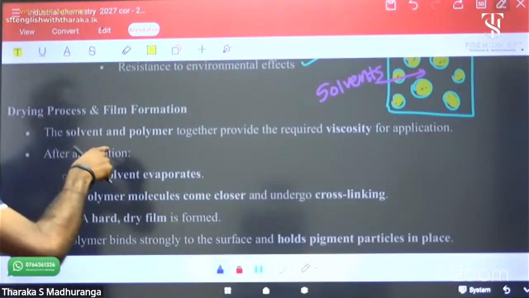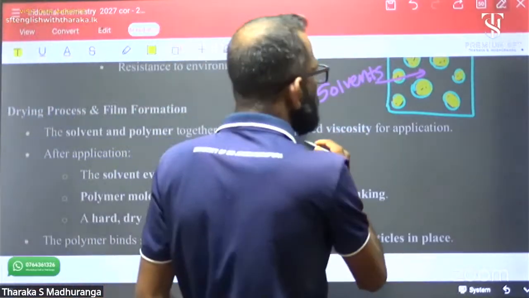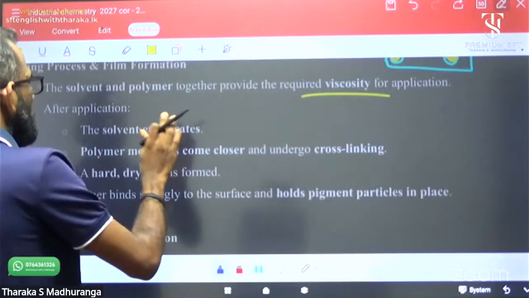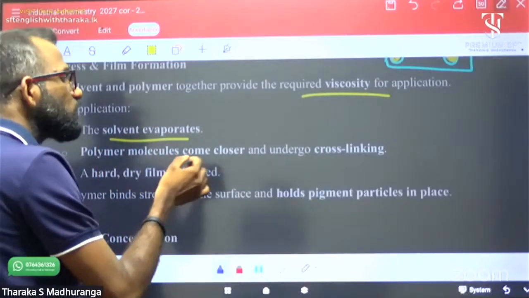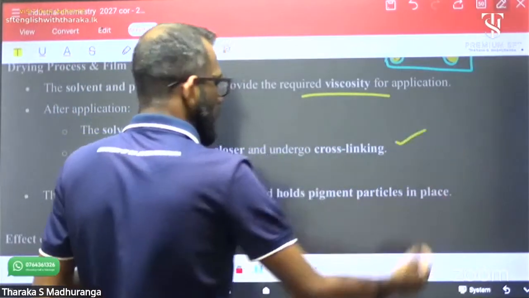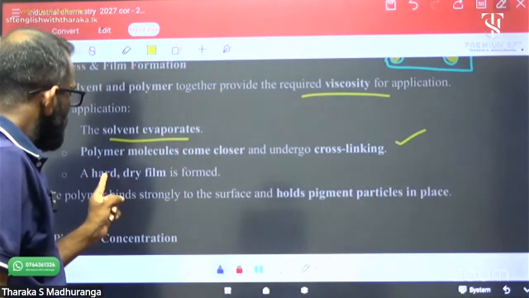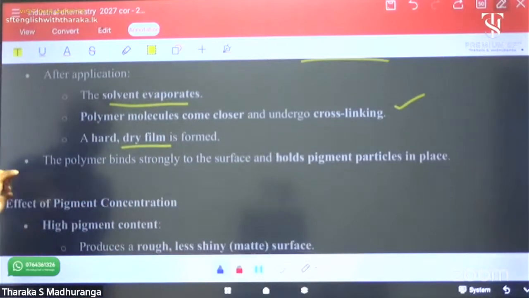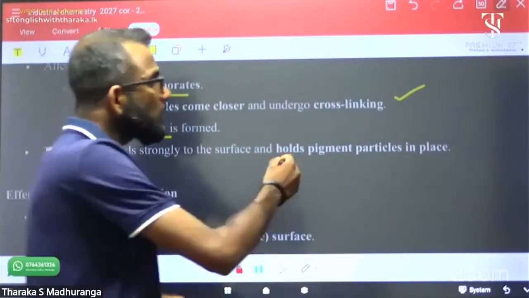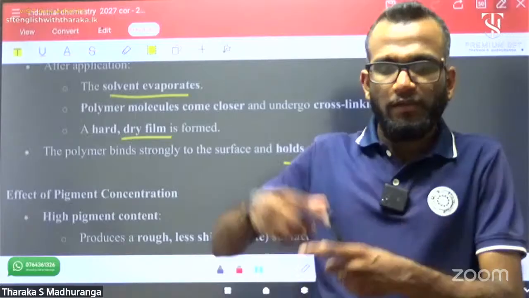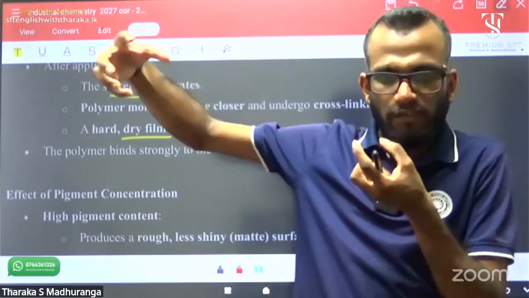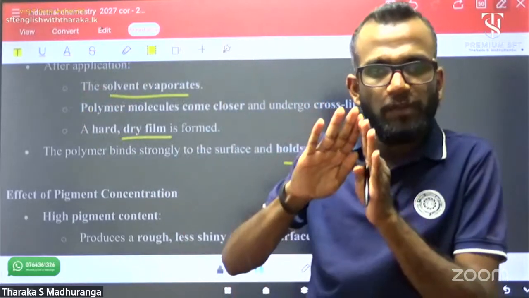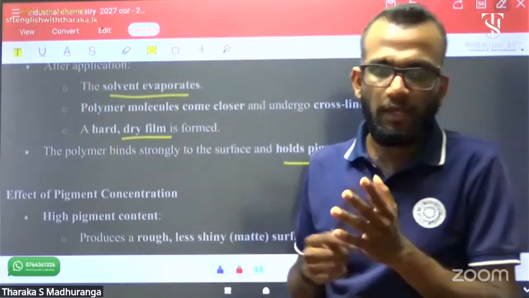Okay, read this. The solvent and polymer together provide the required viscosity for application of the paints. After application, solvent evaporates. Polymer molecules come closer and undergo cross linkage. Yeah, that's what I explained. Then dry film formation is produced. The polymer binds strongly to the surface and holds pigment particles in place. On one side, polymers bind to the surface, combined with the wall. On the other side, they retain the paint. That's how these polymers produce a dry paint layer.